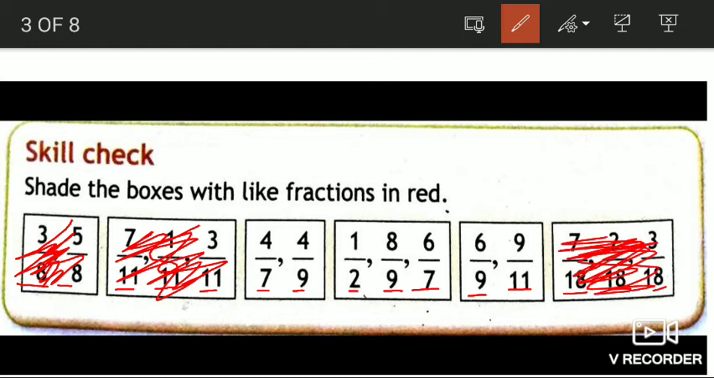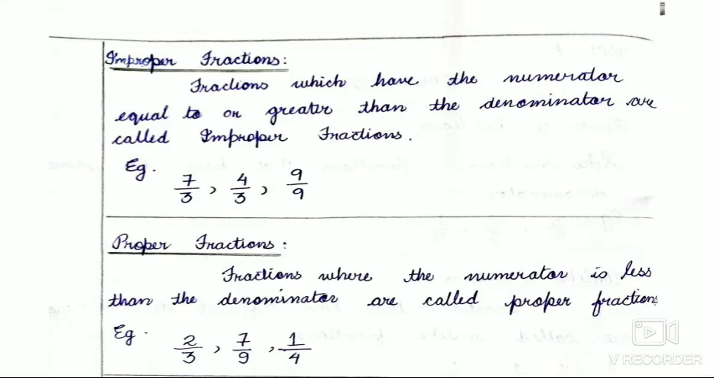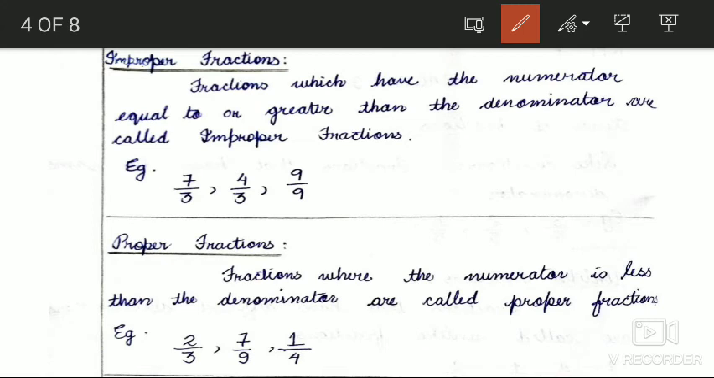This is from your textbook. You can just do it in your textbook, all right? No need to copy it in your notebook. Next, we have the improper fractions and proper fractions. What are improper fractions? Fractions which have the numerator equal to or greater than the denominator are called improper fractions.